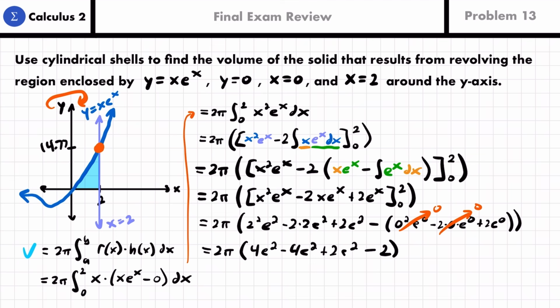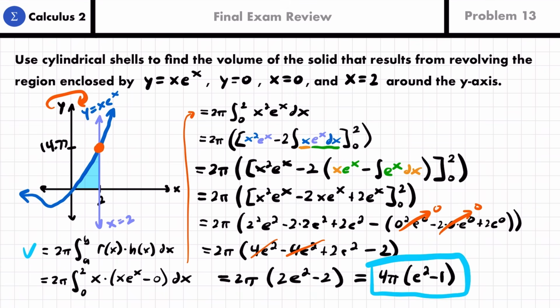All right, and then we have a positive 4 times e squared and a negative 4e squared. So those will cancel each other out. They combine to be 0, leaving us with 2 pi times 2e squared minus 2. And so that would be our final exact answer. We can make it look a little bit nicer if you pull out a common factor of 2 from these two terms. Bringing that out to the front and multiplying it by 2 pi, we get 4 pi times e squared minus 1. And that right there would be the volume of the solid of revolution formed by revolving this region around the y-axis using cylindrical shells.